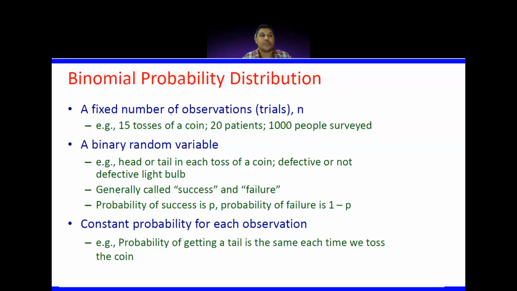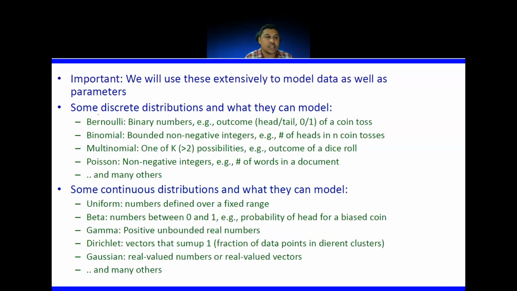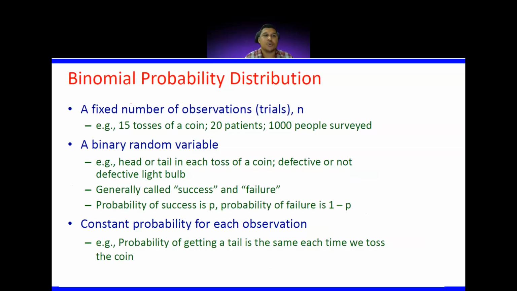Right. So binomial probability distribution. The first one we are seeing, trying to see the discrete distributions. In that, the first one we will see is the binomial distribution. So binomial probability distribution. What is this? A fixed number of observations. That's what discrete means: a fixed number of observations.